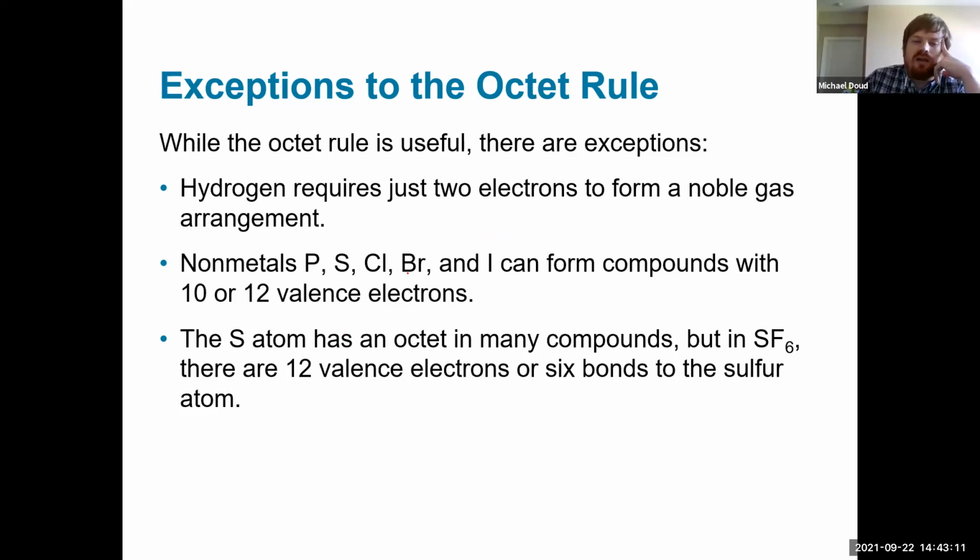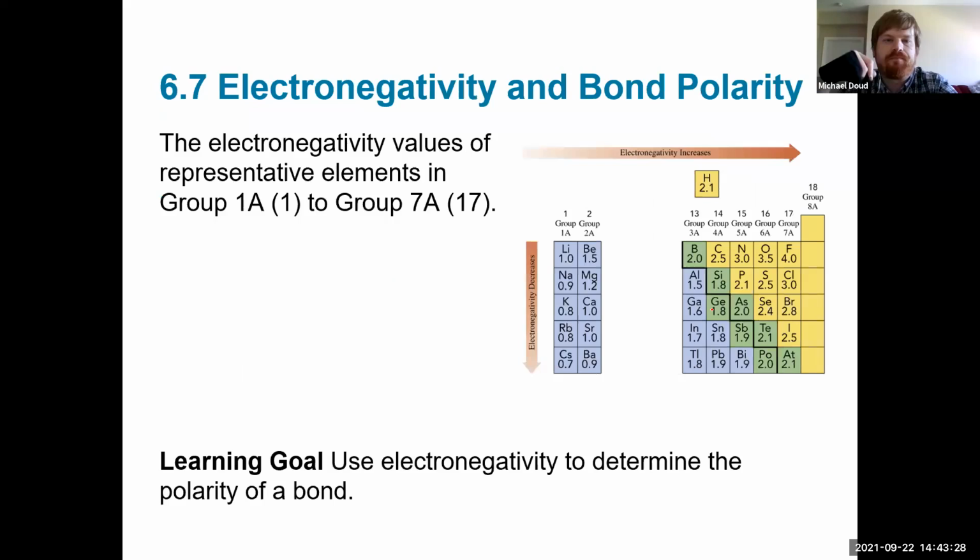Sulfur as well can do that. SF6, for example, has 12 valence electrons and 6 bonds to the sulfur atom. We call that expanding the valence shell. Don't worry about that too much. It's not going to really come up until, if you were to move into the Chem 1 series, we talk about it. Okay, so those are Lewis structures.